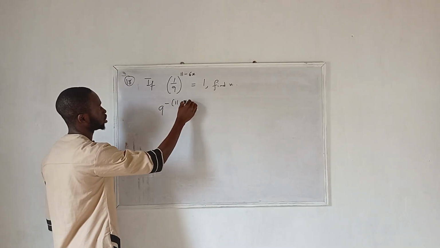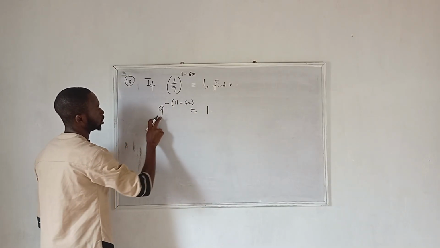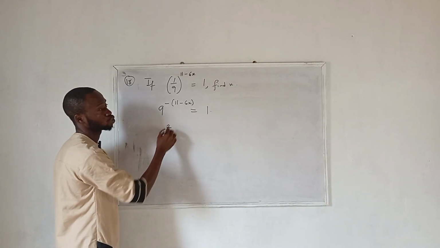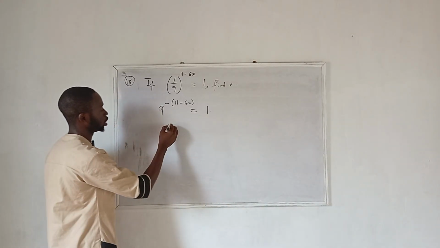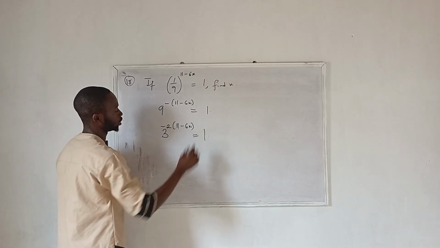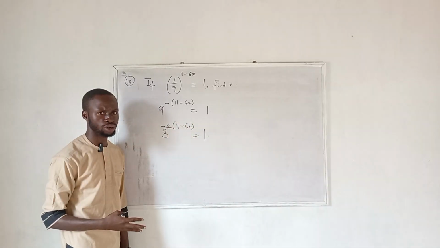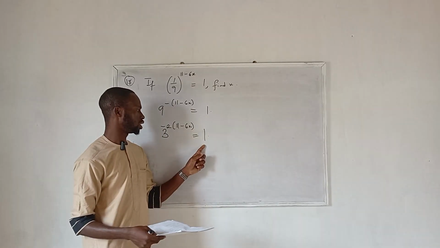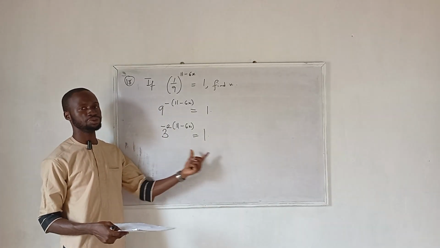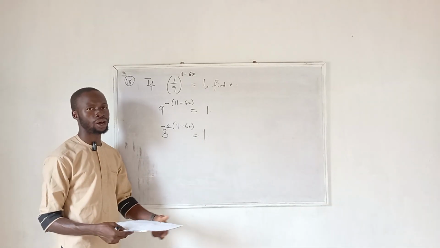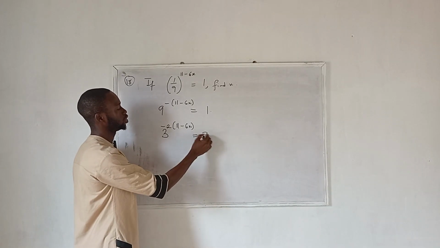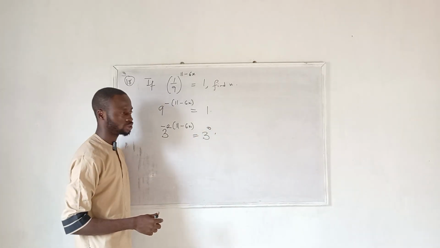Then you have 11 minus 6x equals 1. This 9, you can write as 3 raised to the power of 2 because 3 times 3 is 9. Then you have minus 2 into 11 minus 6x equals 1. Now, something beautiful happens. I want to write this 1 as a power of 3 so that I can cancel the base 3 on both sides and bring down my power. So I can write 1 as 3 raised to the power of 0. I believe you agree with that.